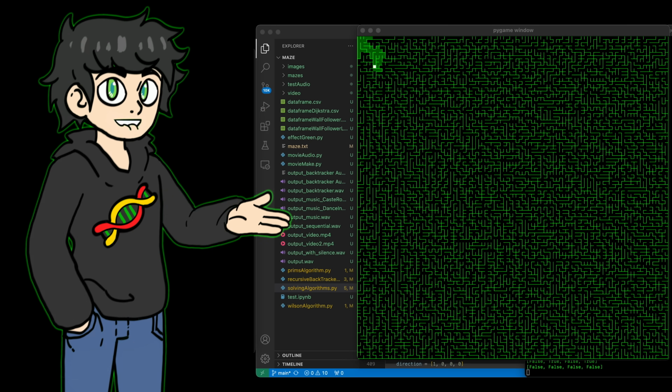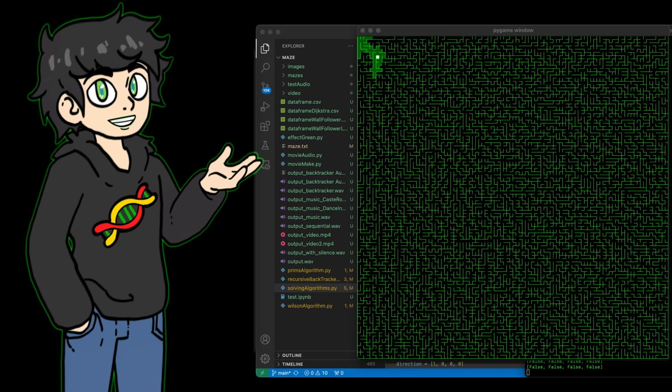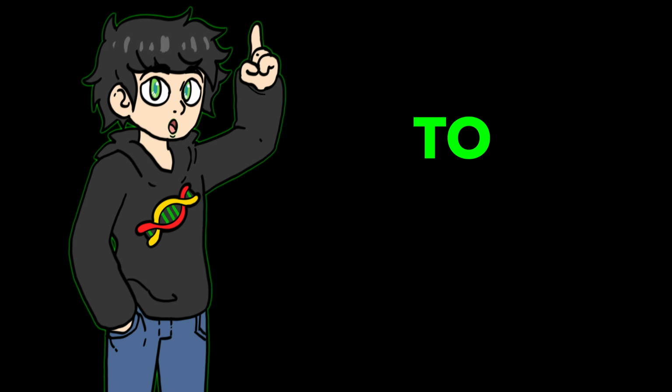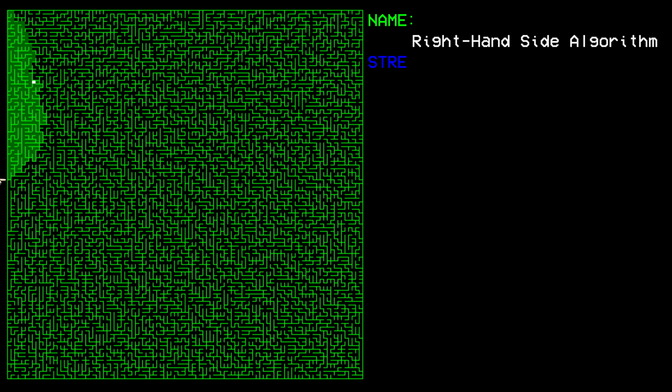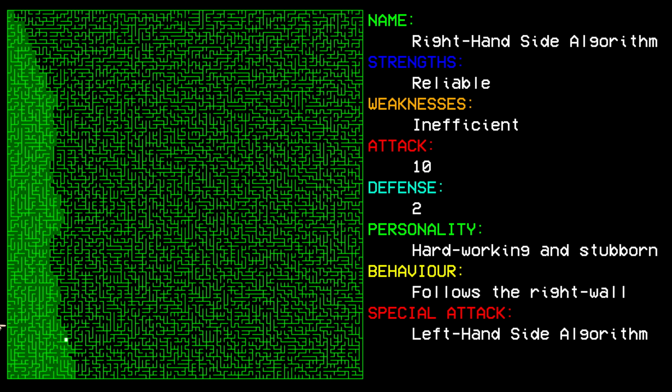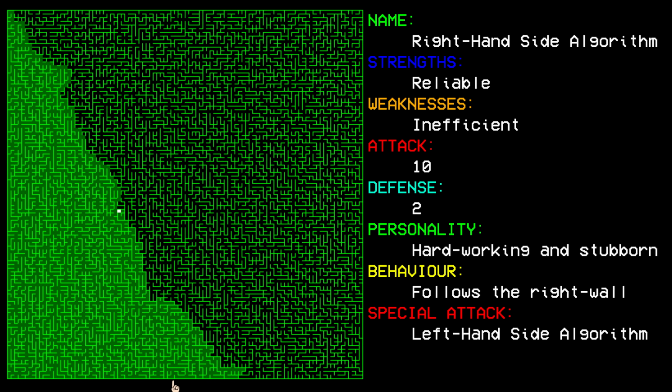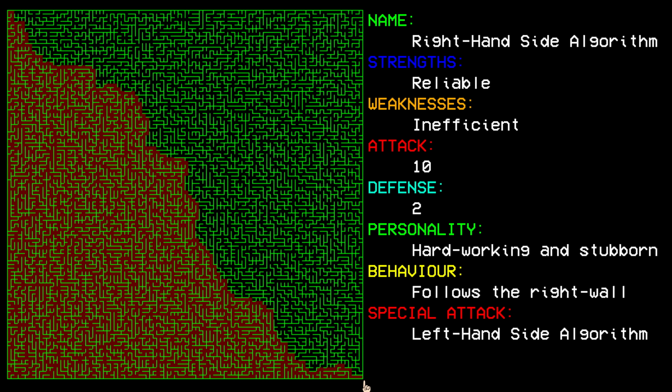Okay, it's fixed now. As I was saying, this doesn't really work for large or complicated mazes, as it will just take forever. Let's move on to something more clever. It's called the right-hand side algorithm. It solves mazes by following the right wall constantly and navigating through the maze by always keeping its right hand in contact with the wall until it reaches the exit.